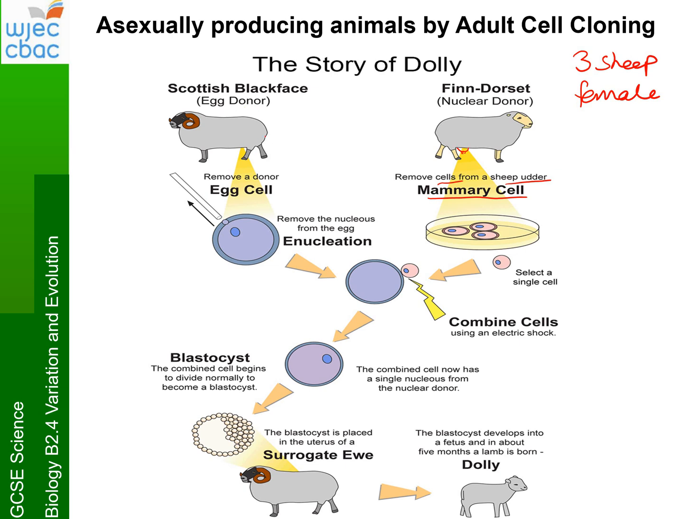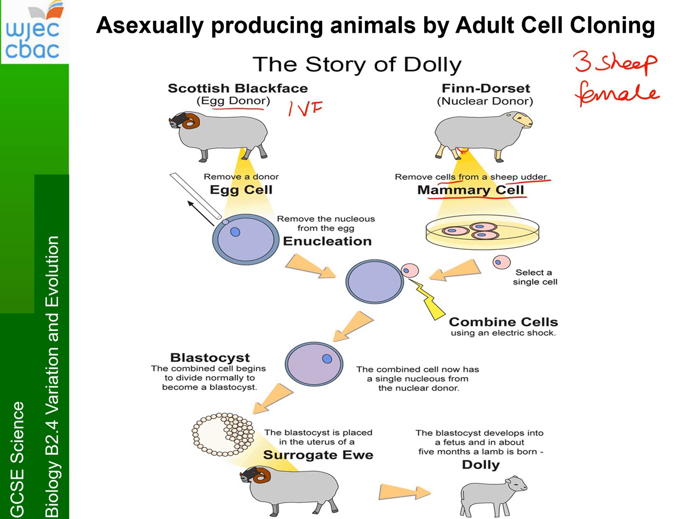So they removed an egg cell from the Scottish blackface. In order to do this, okay, they would have used IVF techniques. So in human IVF, they give the mother hormones to make the mother produce more than one egg cell. Okay, these hormones will act on the ovaries, making the ovaries mature more than one egg cell at a time. They can remove those egg cells then from our egg donor sheep here.